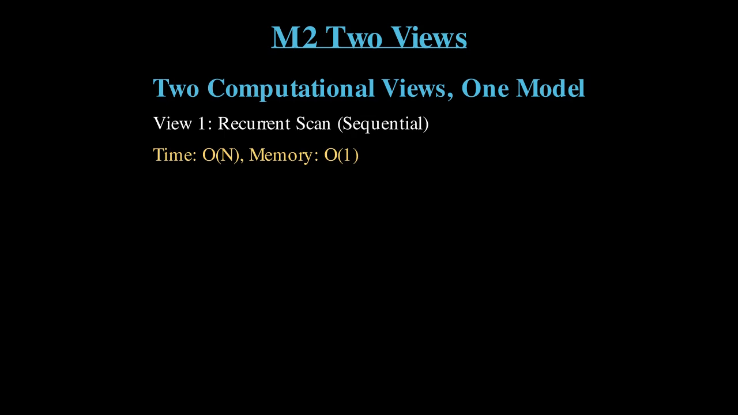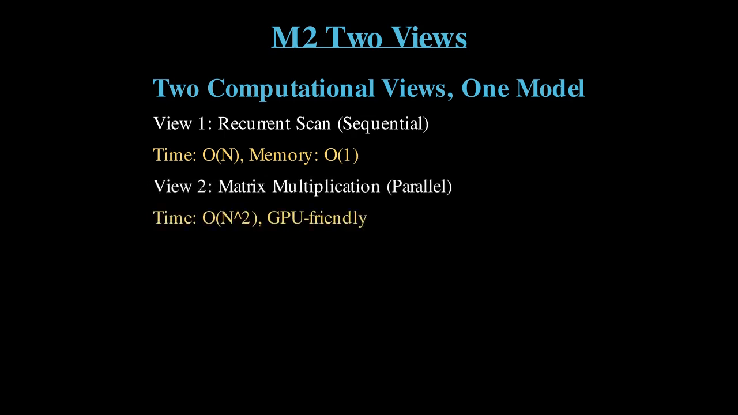View 2 is the new SSD perspective: materialize the M matrix and perform a direct matrix multiplication. This is computationally expensive, running in O of n squared time, but it's highly parallelizable. Modern GPUs with tensor cores are optimized for exactly this kind of dense matrix operation. So we have a trade-off. Mamba-2's key insight is not to choose one or the other, but to use both.